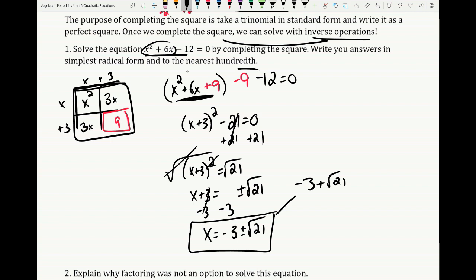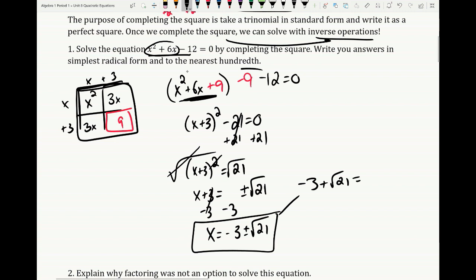Type that into your calculator and get a decimal for it. Or negative 3 minus the square root of 21. So let me just grab my calculator here. And again, if you don't have your calculator with you, download the Desmos app, go to desmos.com. We've used it in class before. You can email me and I'll help you figure it out.